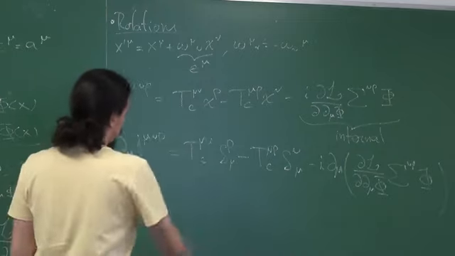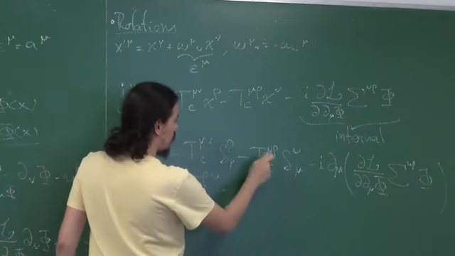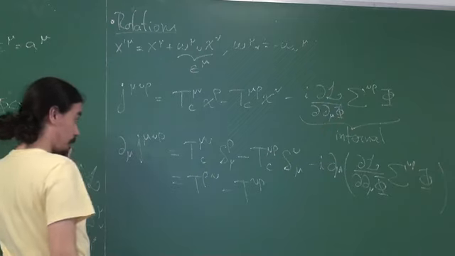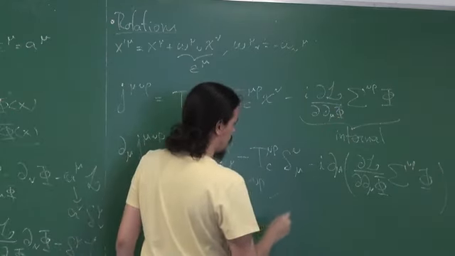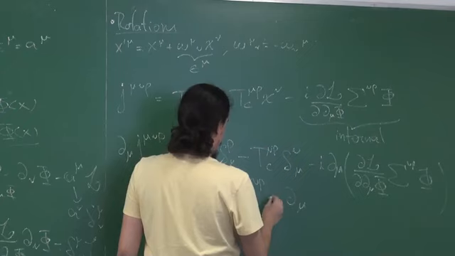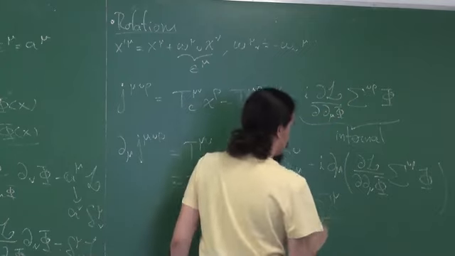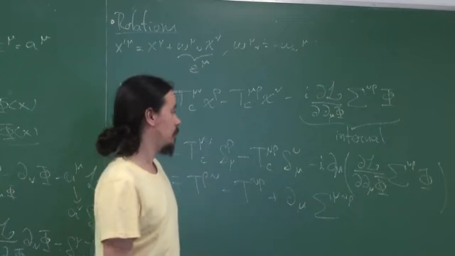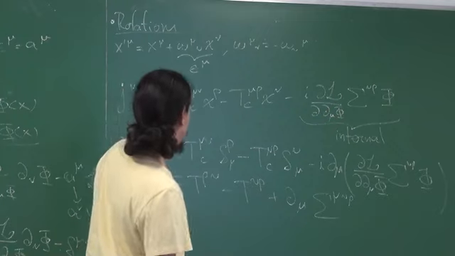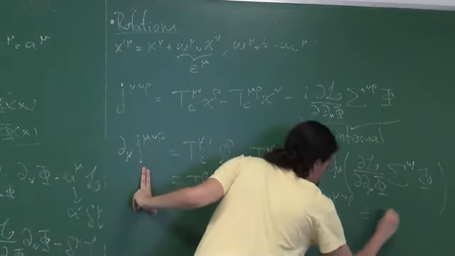Now nu becomes rho, and here nu becomes nu. And just for convenience, I'm going to call all of this, with the factor of i included, sigma mu nu rho, just for short. And this is a conserved current, so this must be zero.